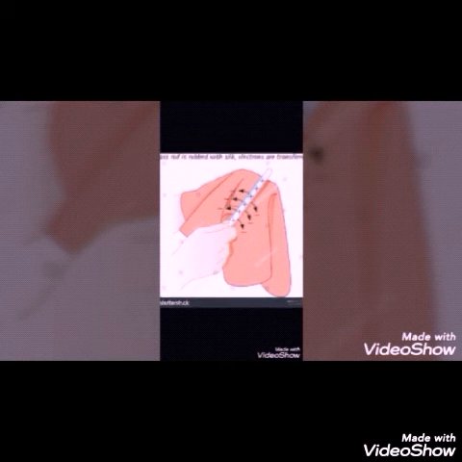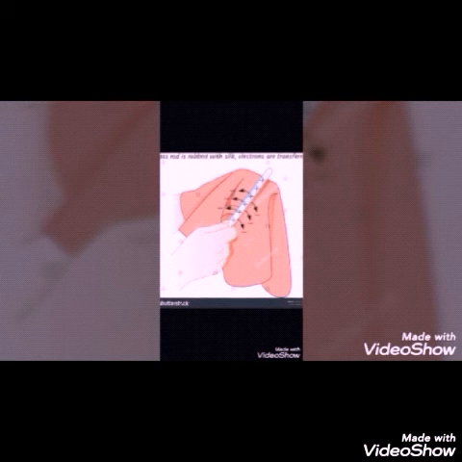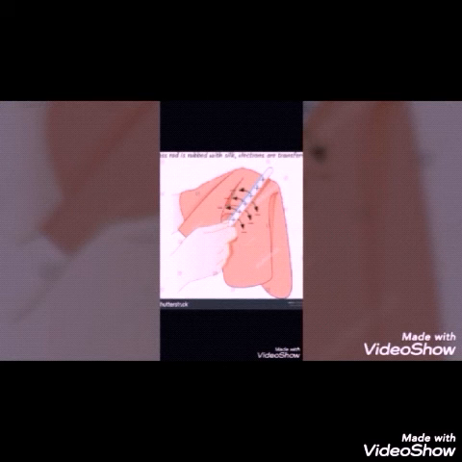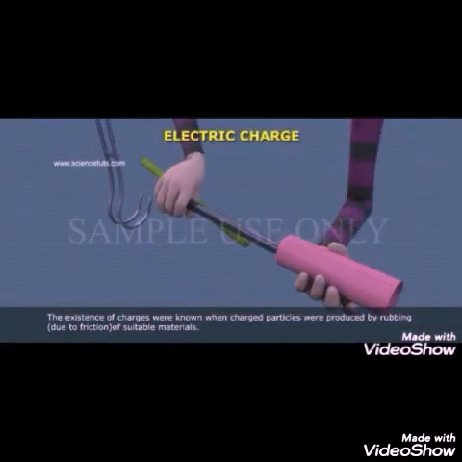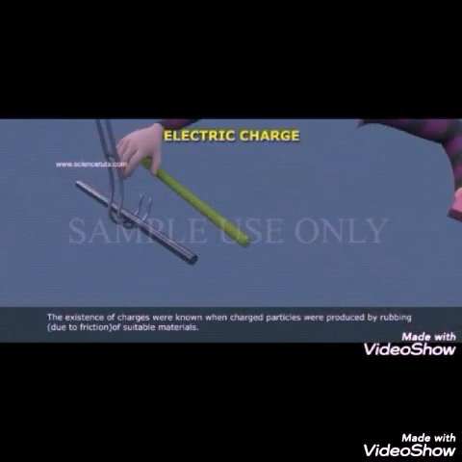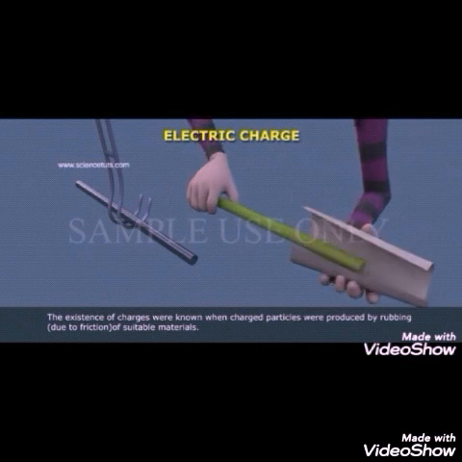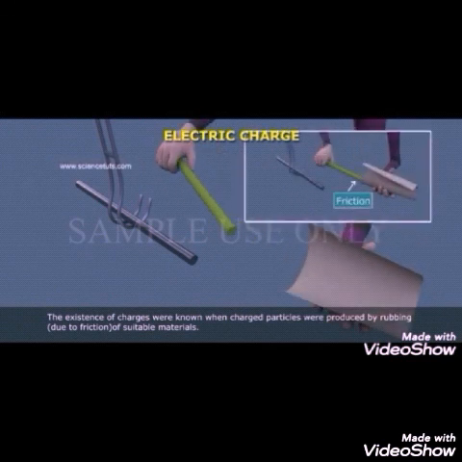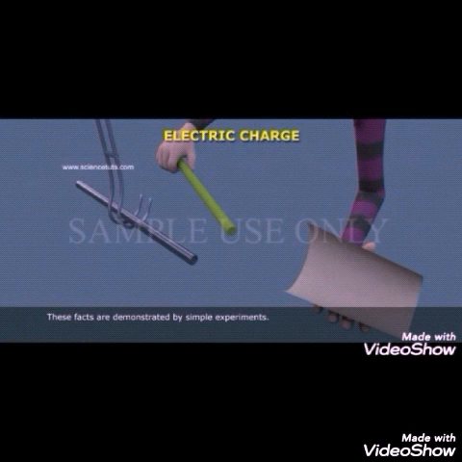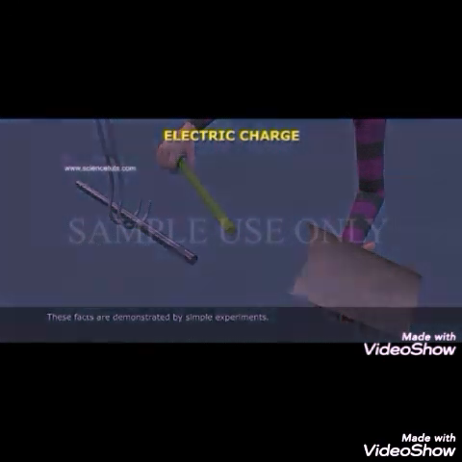Do you know, when a glass rod is rubbed with silk, the glass rod obtains positive charge and silk obtains negative charge. When a plastic rod is rubbed with fur, the plastic rod obtains negative charge and fur obtains positive charge. Now see the video, you can easily understand. The existence of charges was known when charged particles were produced by rubbing due to friction of suitable materials. These facts are demonstrated by simple experiments.